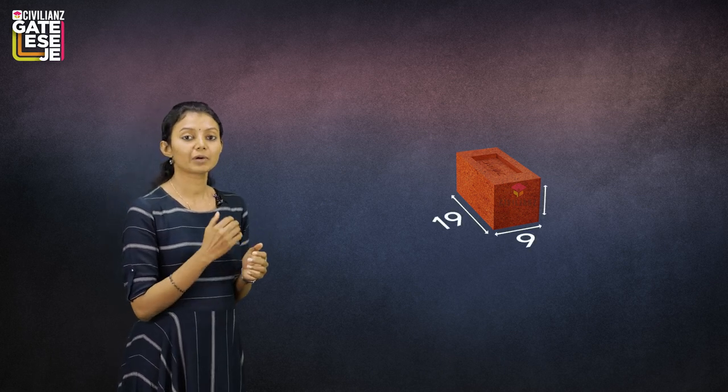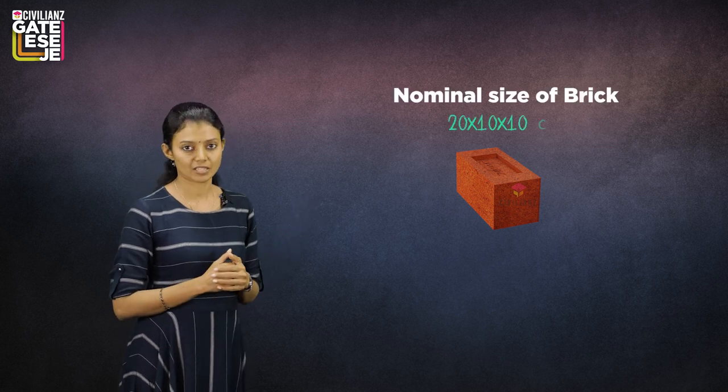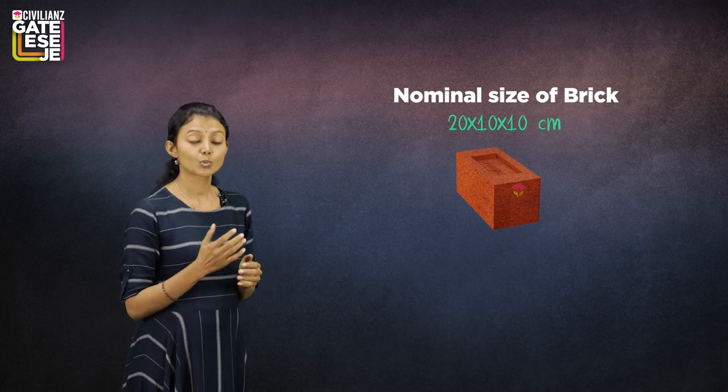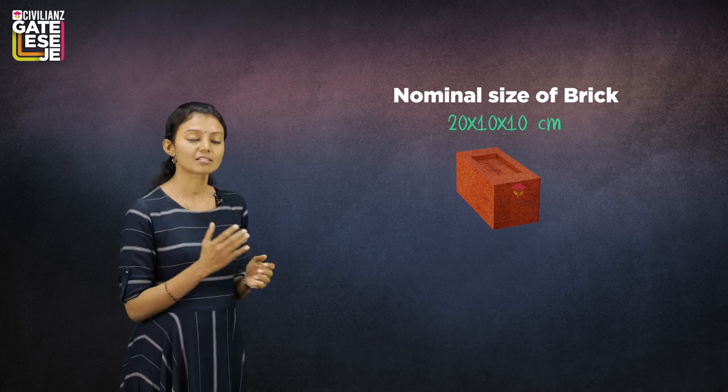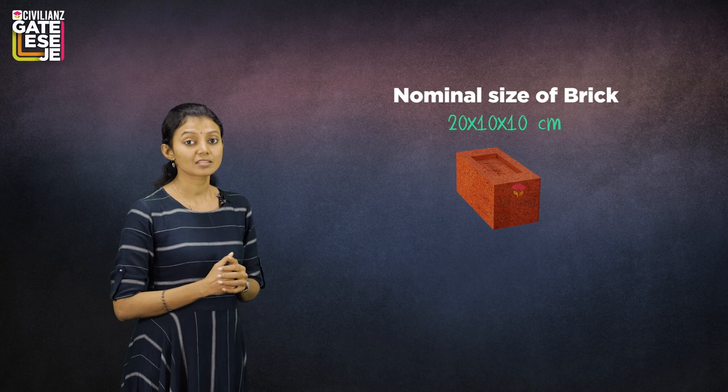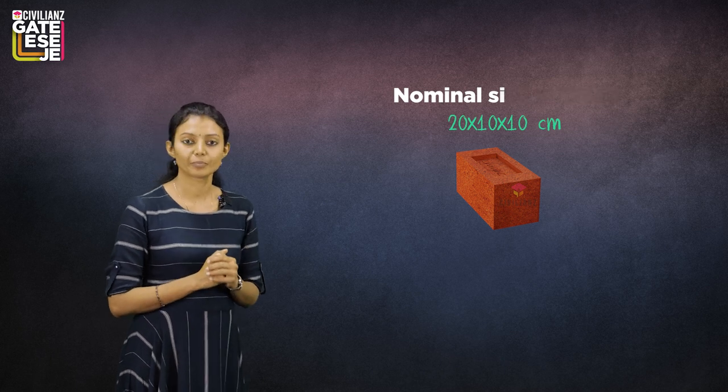First of all, let's see what are the dimensions of a brick. The standard size of a brick is 19 by 9 by 9 centimeter. After placing the mortar, which is the binding material, the size becomes 20 by 10 by 10 centimeter, and that is called as the nominal size of a brick.